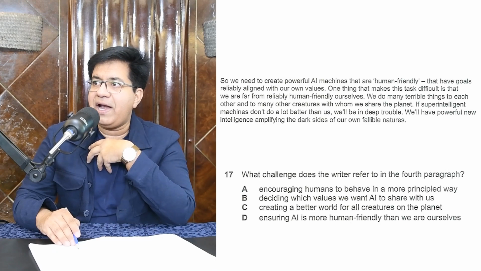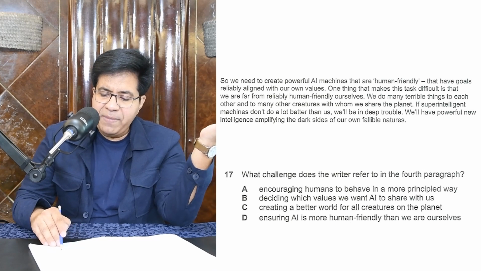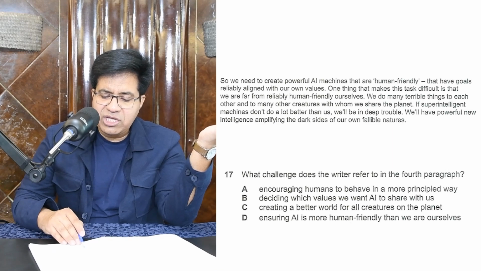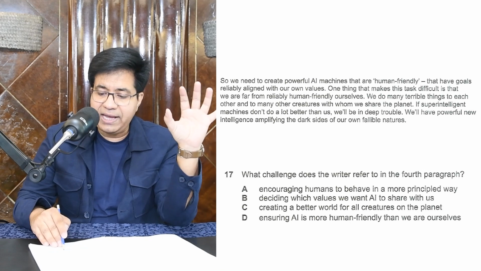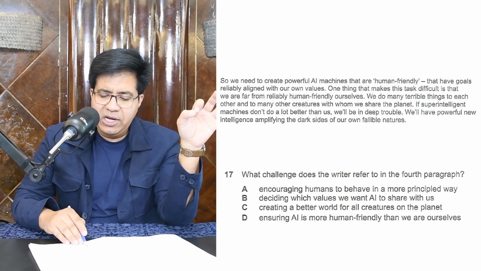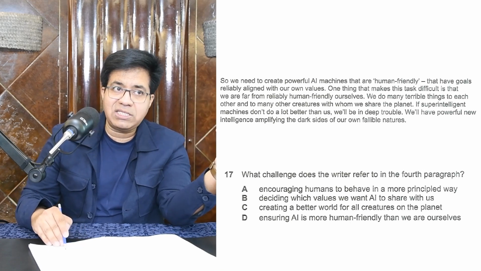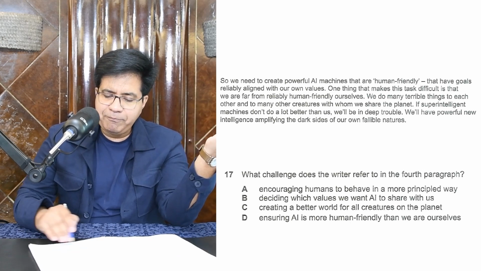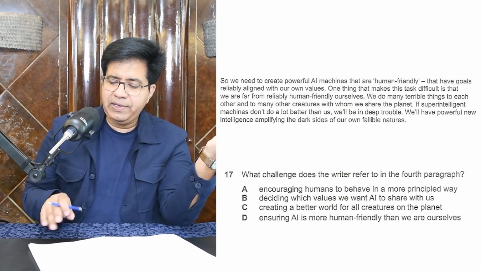Like we are not human-friendly. We are causing pollution. We are causing so many problems. "We do many terrible things to each other and to many other creatures with whom we share the planet." Now this is the problem he is highlighting. "If superintelligent machines don't do a lot better than us, we will be in deep trouble." So if machines do not perform better than us, we will be in deep trouble. "We will have powerful new intelligence amplifying the dark sides of our own fallible natures."